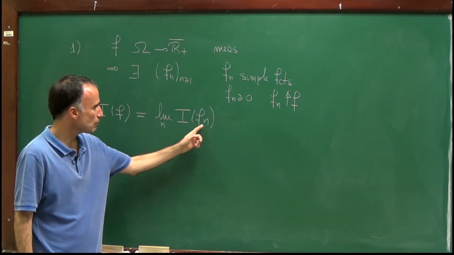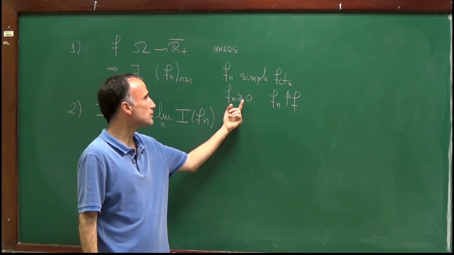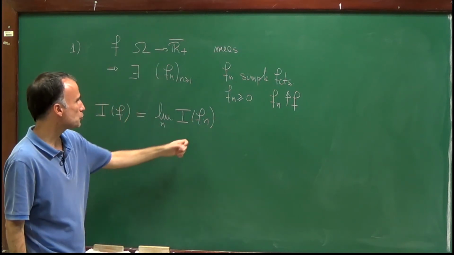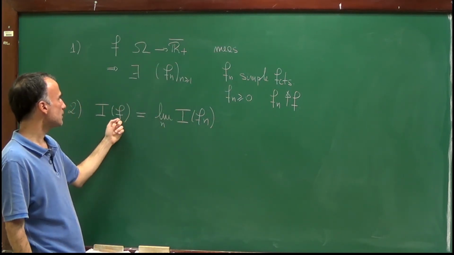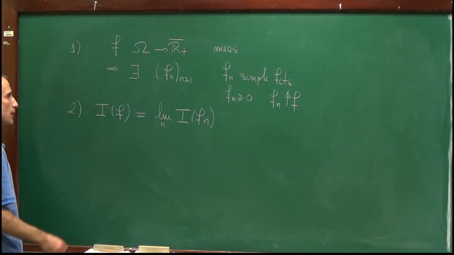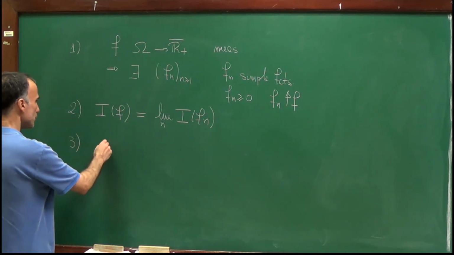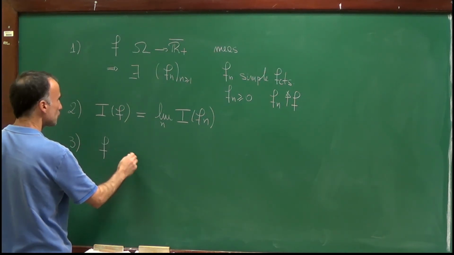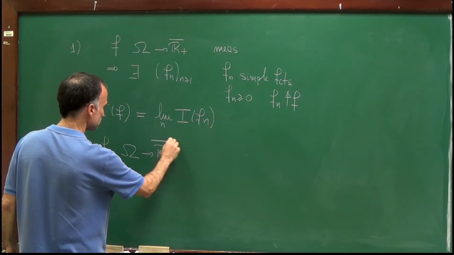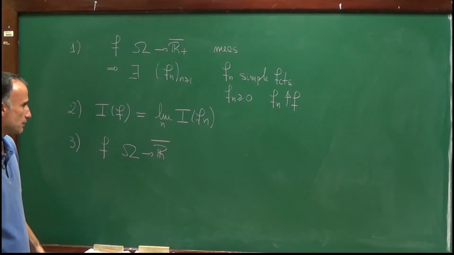Because it's clear that you can find more than one sequence of simple functions which converge monotonically to f. We have to show that this definition does not depend on the sequence chosen. Once we prove that, then you consider a measurable function now, which might take negative values and positive values.